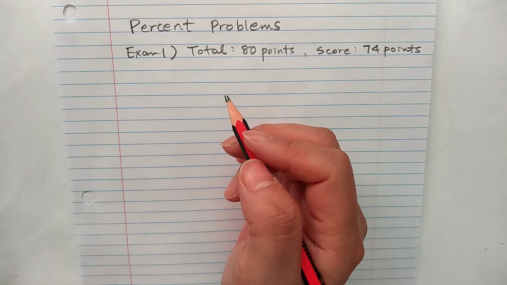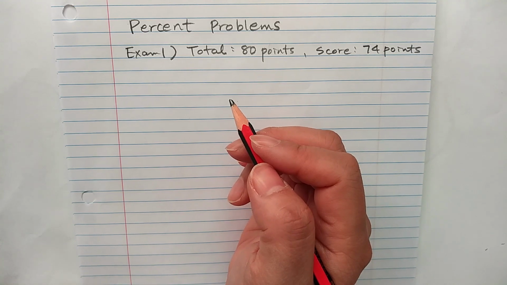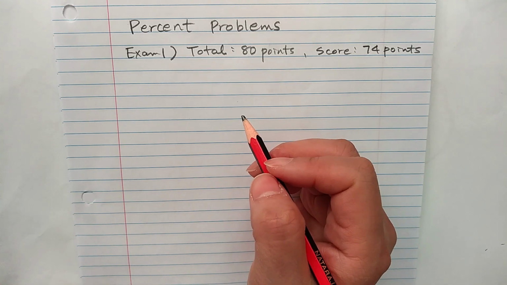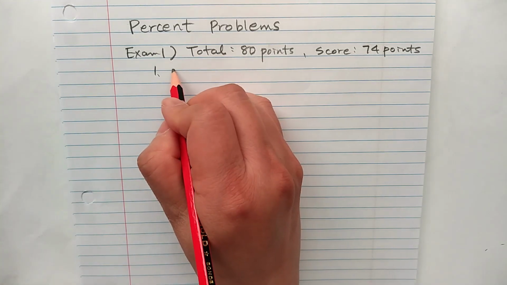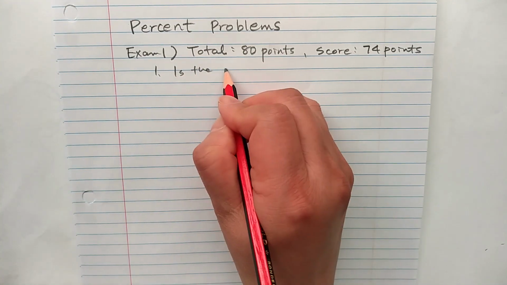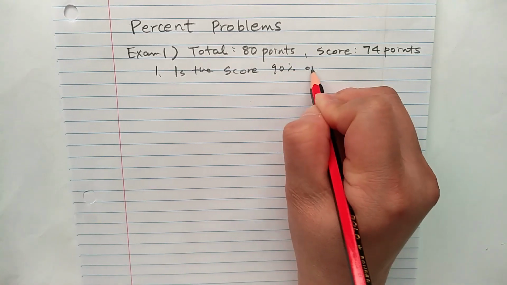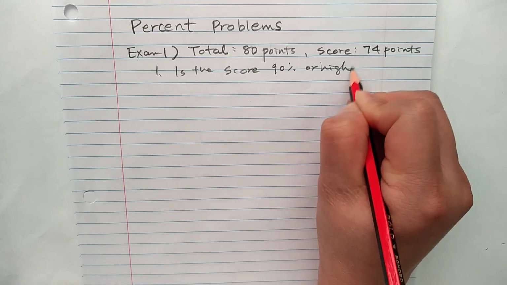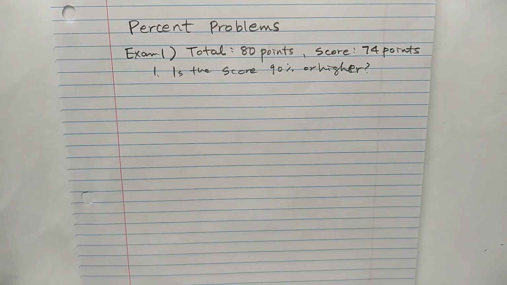You took an exam, let's say it was exam 1. The total was 80 points and you got 74 points. The first question is, is your score 90% or higher? You want to know if you got an A.